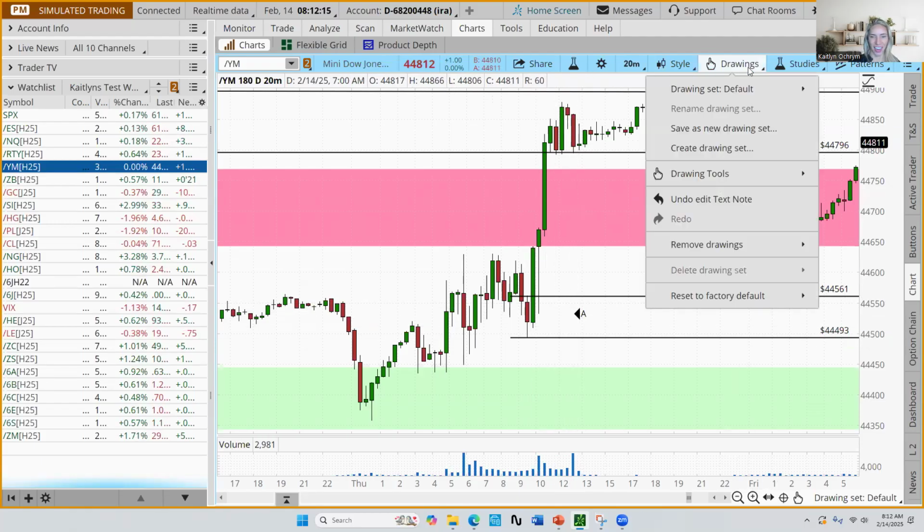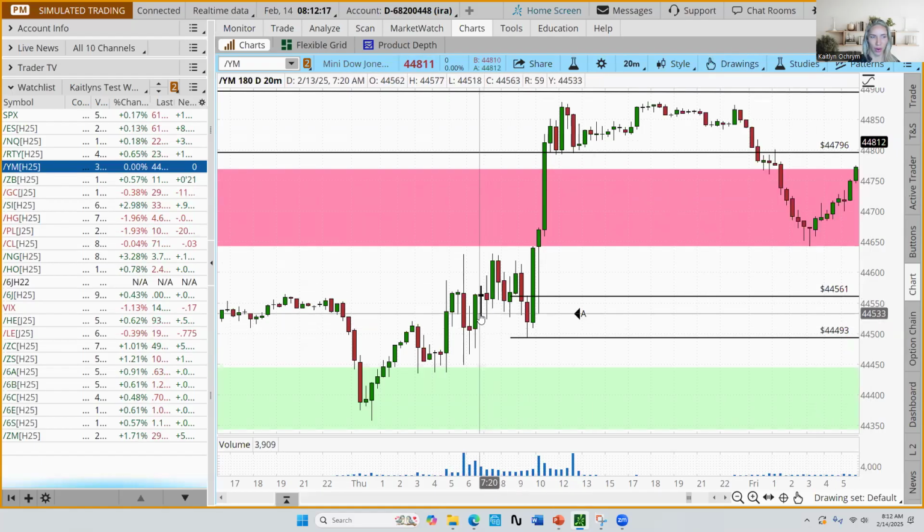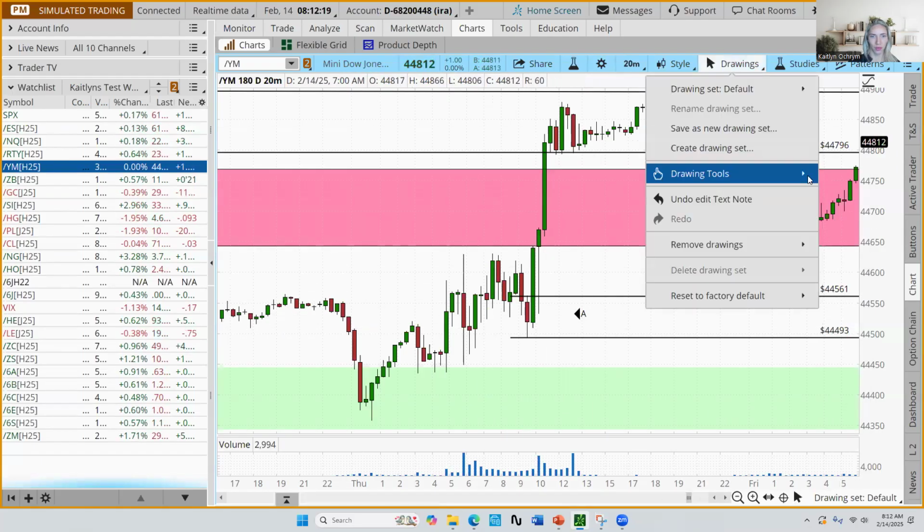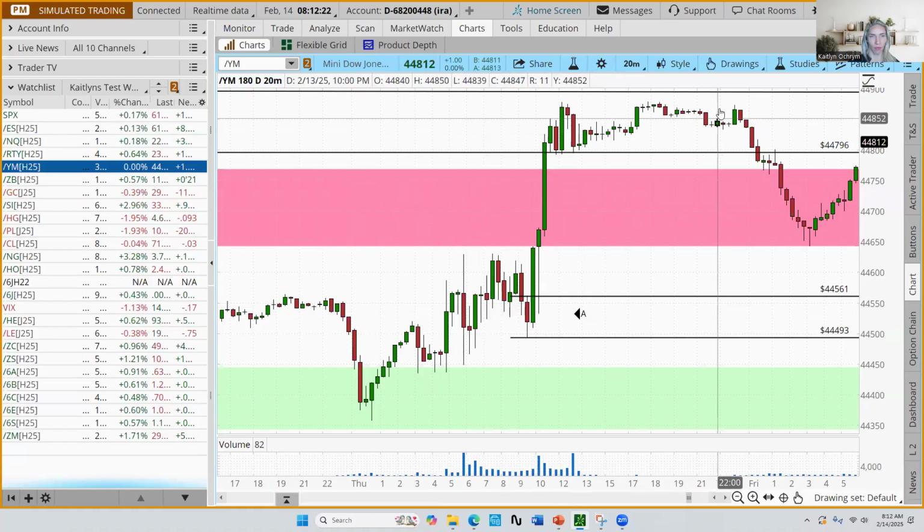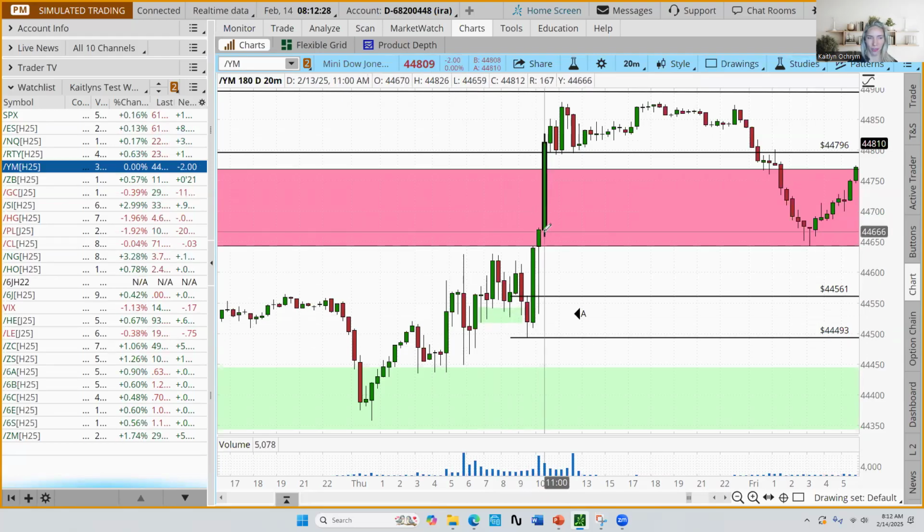Nice. Dan says fake out, breakout. You bet. See how price broke support? Trying to draw the rectangle. Support, breakdown, reversal. That's our fake out, breakout.